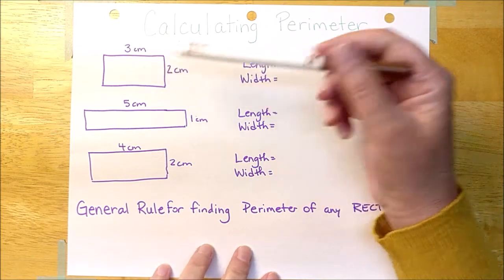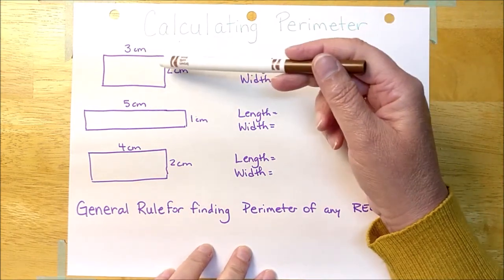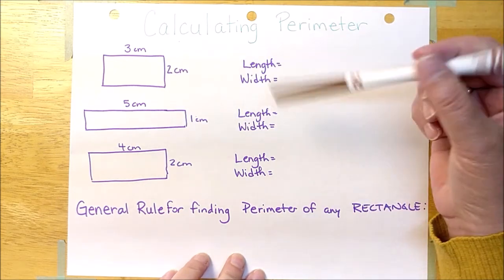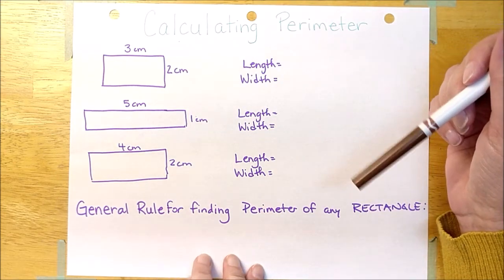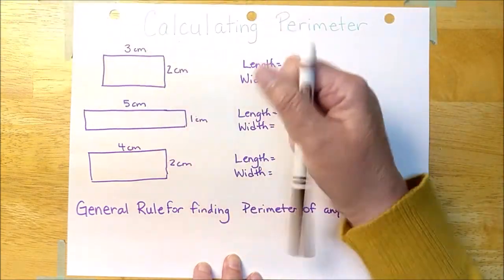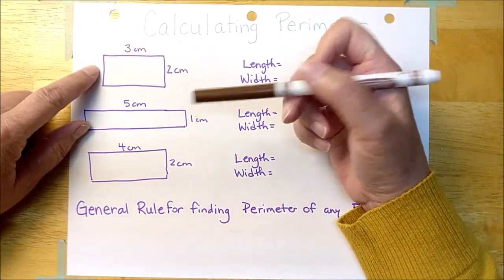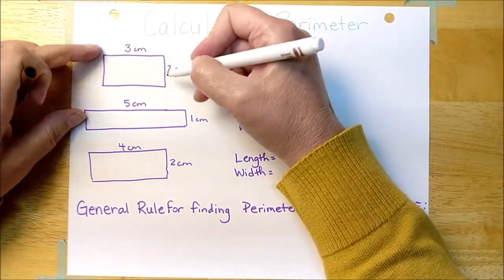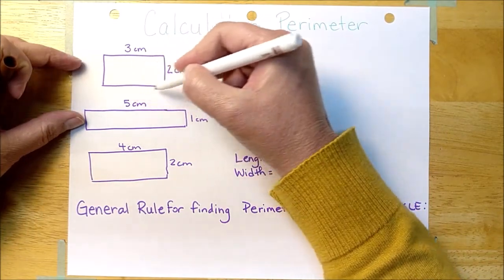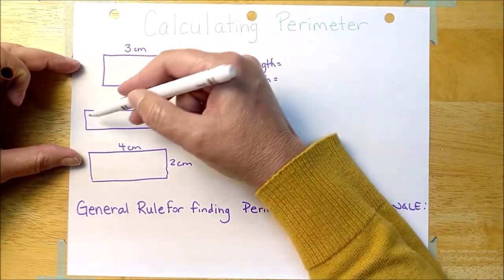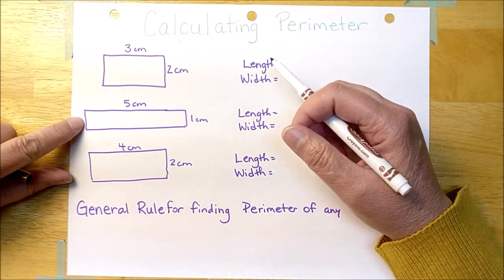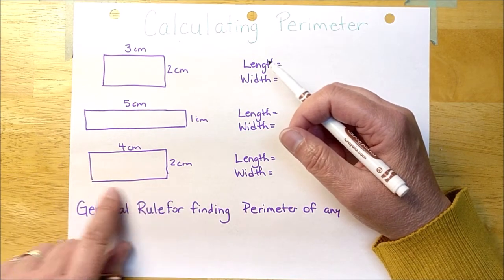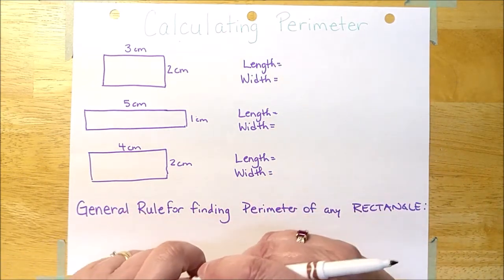So today I have some rectangles drawn on my little board here. And I'm wondering if you can tell me what that distance should be. And if you told me that is 2 centimeters, you're correct because opposite sides are equal. So this one would be 3 centimeters. This one would be 1. This one would be 5. This would be 2. And this would be 4 because opposite sides are equal.